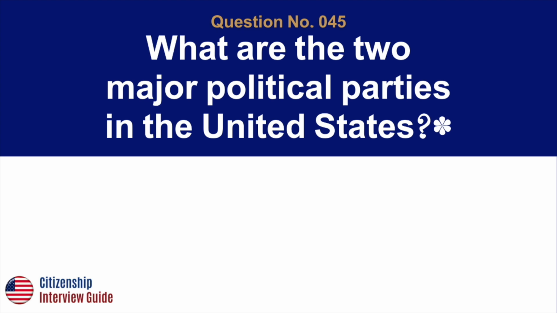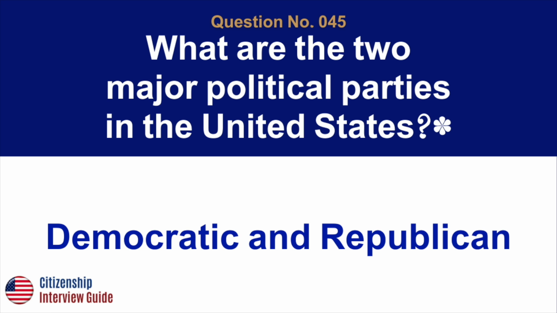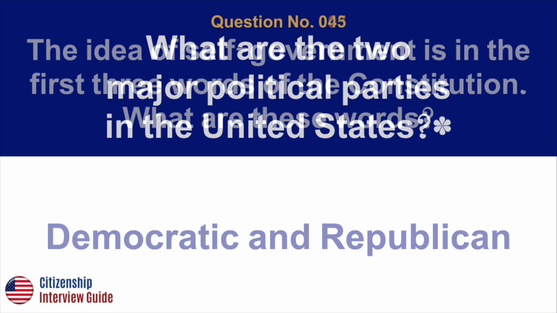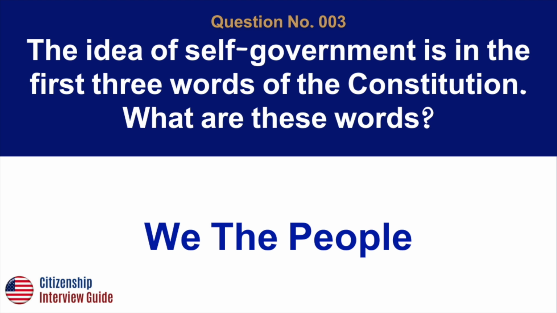What are the two major political parties in the United States? Democratic and Republican. The idea of self-government is in the first three words of the Constitution. What are these words? We the people.